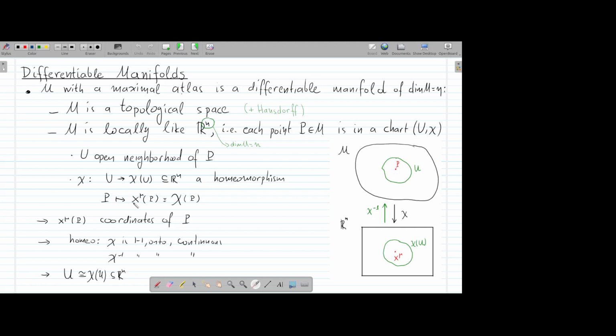So the point P is mapped to n-tuples of real numbers, which we call the coordinates of the point P. The fact that chi is a homeomorphism means that it is one-to-one, onto, continuous, and so is its inverse map, which takes a set of n numbers, the coordinates, to a point P on the manifold M. So the request that chi is a homeomorphism makes the neighborhood U of the point and its image topologically equivalent to Rn.